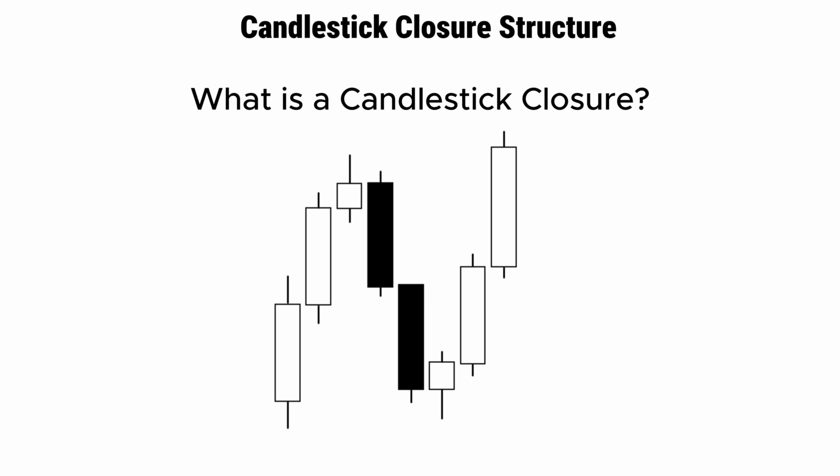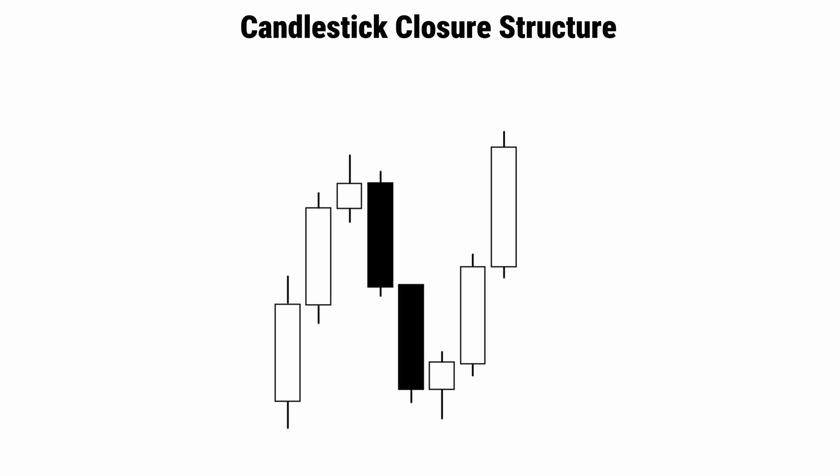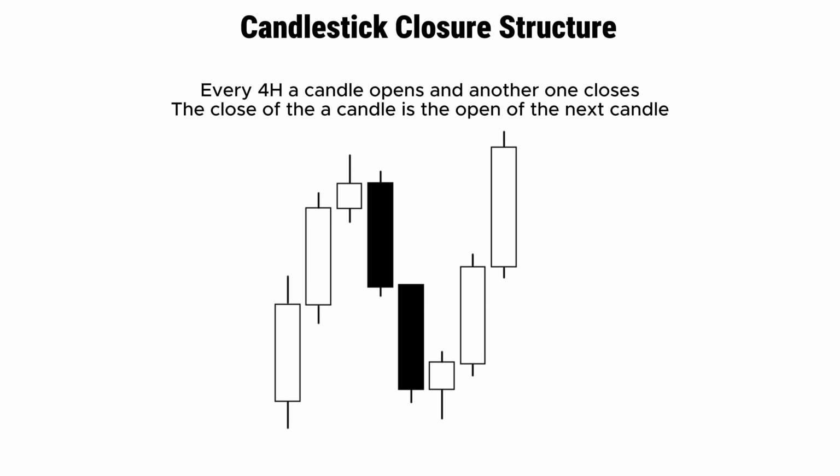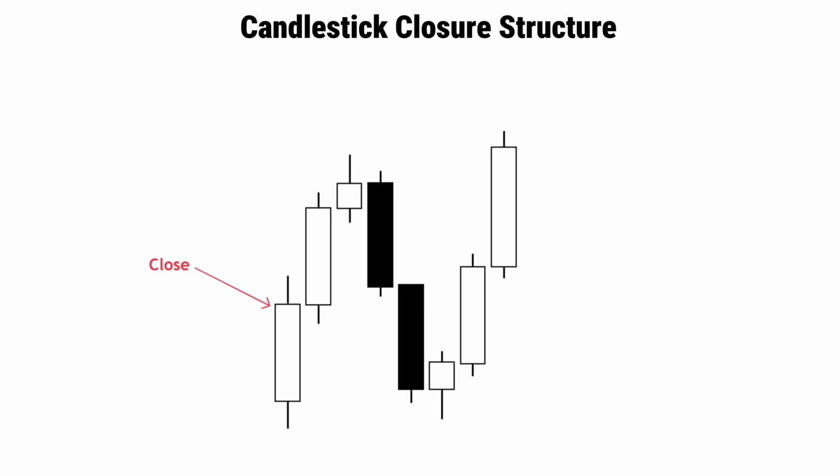So what is a closure? Well, if we're looking at any price chart on any time frame, let's say this is the 4-hour time frame, that simply means that each candle represents the price movement that happened inside a 4-hour time span, so that means that every 4 hours a new candle opens, while a previous 4-hour candle closes. So for example, this would be our closure.